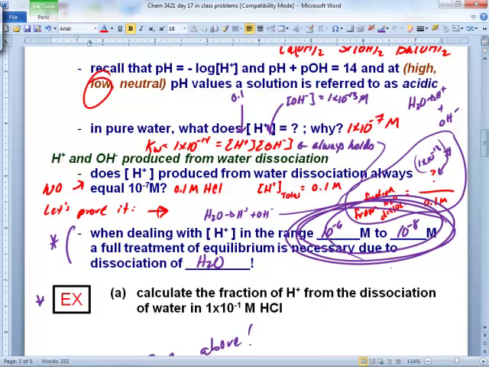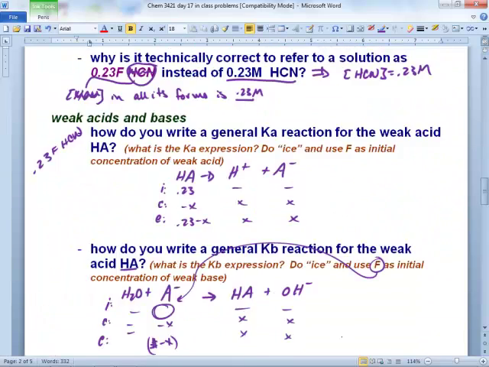Two things you have to watch out for to make it a happy question. You want the concentration to be in this range. You don't want it in this range. If it is, what happens? Full systematic treatment. I don't care if it's a strong acid. Full systematic treatment of equilibrium. Okay.